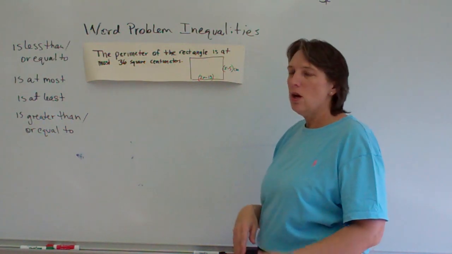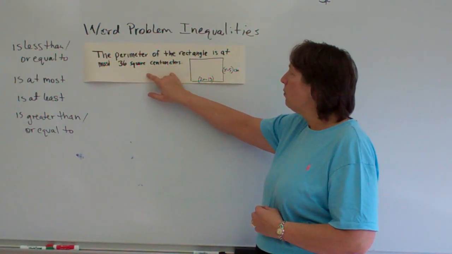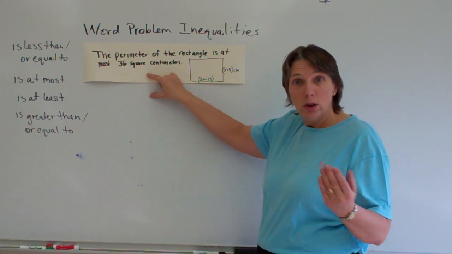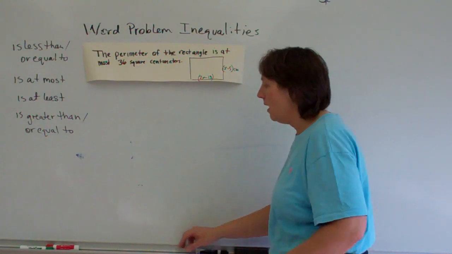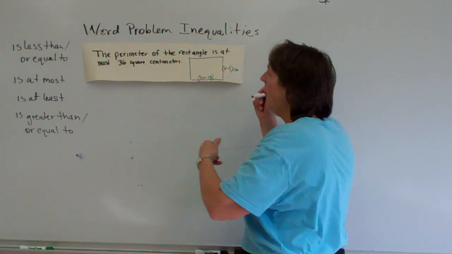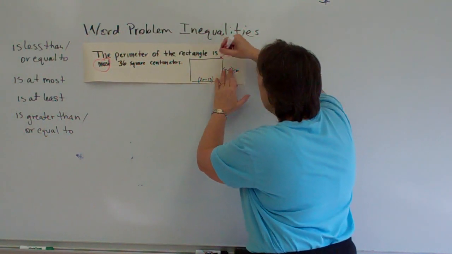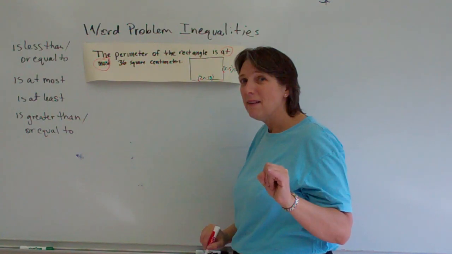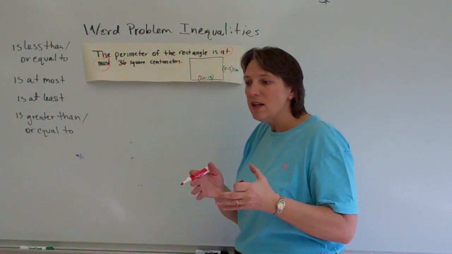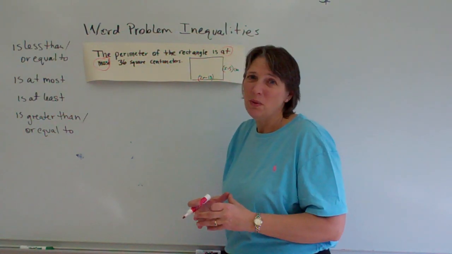All right, this one is talking about shapes and figures. The perimeter of the rectangle is at most 36 centimeters. Again, let's pick it apart. At most. So we know it's not equal to, or is it? That's right. It is, because it tells you it's at most 36. So it is equal to it.